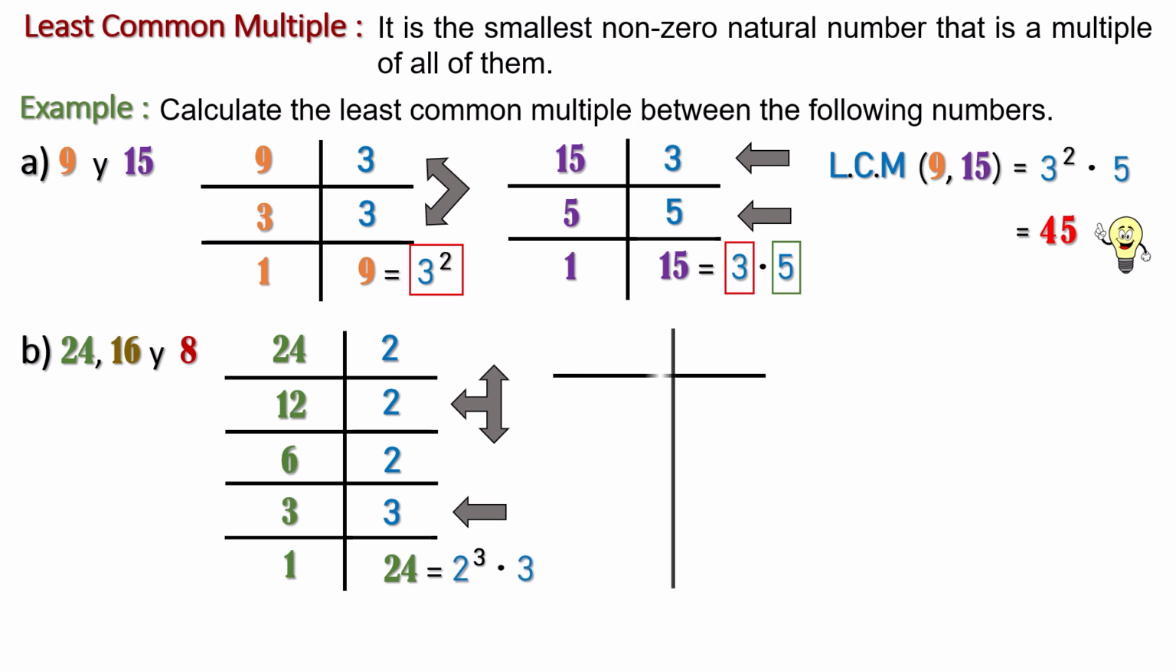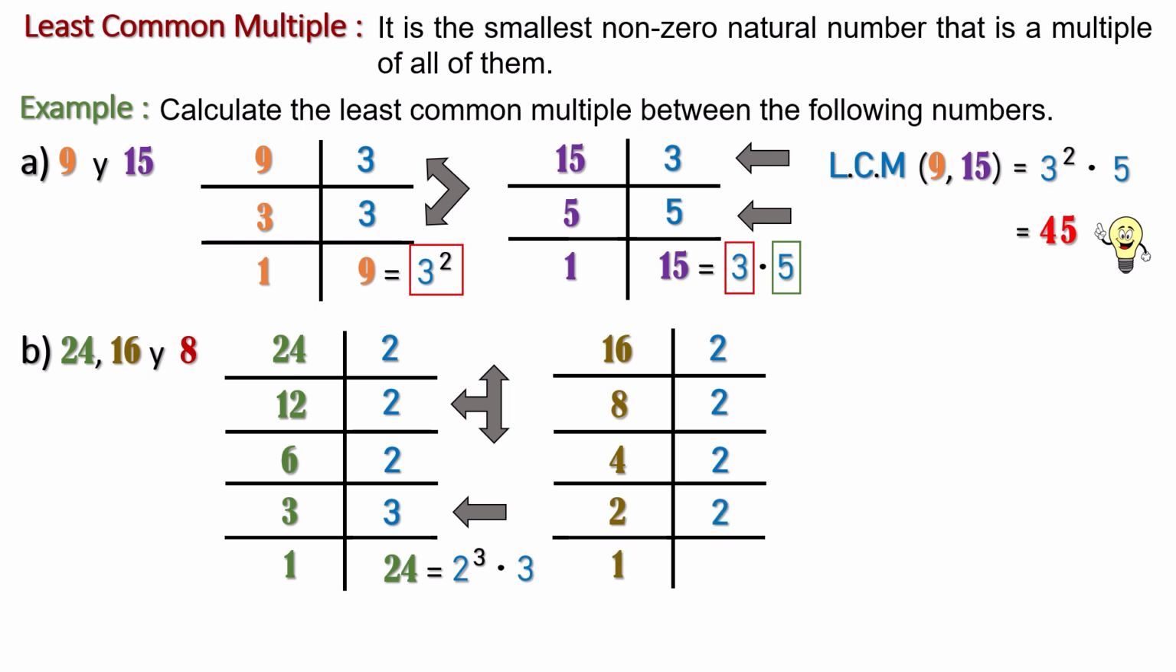We proceed for the 16, where we can divide it by 2, and we obtain 8. The 8 we can divide by 2, and we obtain 4. The 4 we can divide by 2, and we obtain 2. And the 2 we can divide by 2, and we obtain 1. Then the 16 we can write as the power 2 raised to the 4th, because the 16 has been decomposed into 4 times 2.